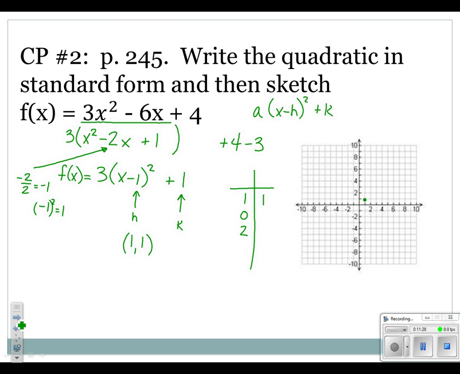If we plug 0 into this equation, we're going to come up with 4. Likewise, if you put 2 in for x in your function, you're going to get a 4 there as well. All right, so 2, 4 and 0, 4 are a couple more points, and we can get the general gist of how our parabola curve is going to go. Okay?